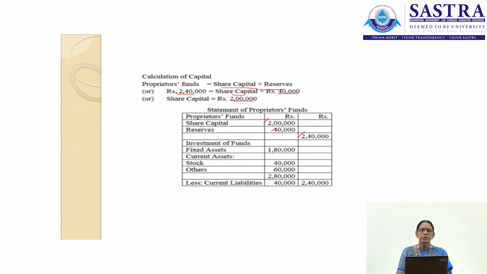How are we going to invest your funds? Fixed assets is 1 lakh 80,000, stock is 40,000, other current assets is 60,000. So we have 2 lakh 80,000, less your current liabilities 40,000, we have 2 lakh 40,000. So this is your proprietors funds. So this share capital and reserves is said to be the sources of your funds, and these are said to be the applications of your funds, how the amounts are invested in your business. So this 2,40,000 must be equal to your application. So this is said to be the traceability of your funds.